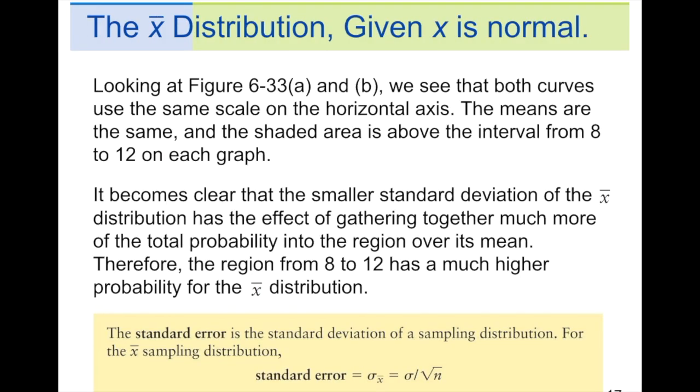Looking at those figures, we see that both curves use the same scale on the horizontal axis. The means are the same, and the shaded area is above the interval from 8 to 12 on each graph. It becomes clear that the smaller standard deviation of the x-bar distribution has the effect of gathering together much more of the total probability into the region over its mean. Therefore, the region from 8 to 12 has a much higher probability for the x-bar distribution.